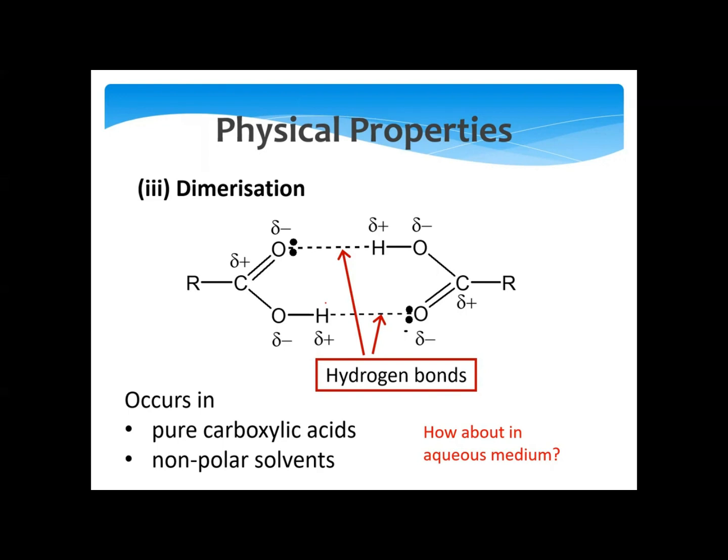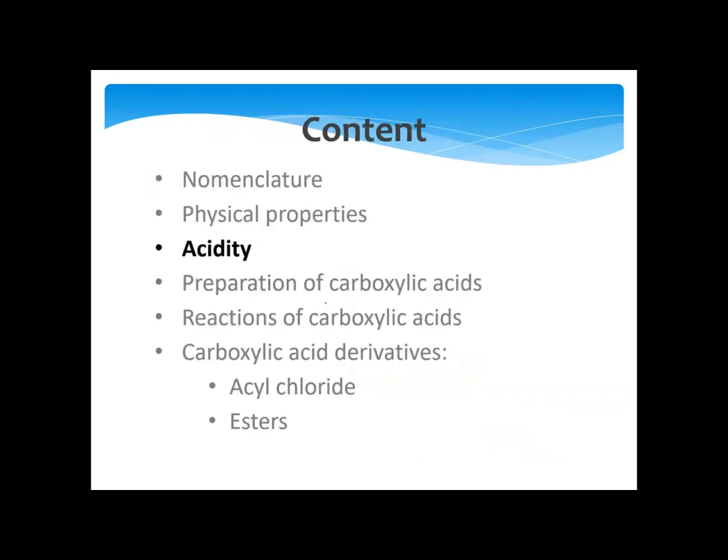Okay, so dimerization, when two carboxylic acid molecules form hydrogen bonds with each other, they form a dimer. As you can see, so far we have just been doing more or less a recap on previous concepts. The next part, acidity, will be something new, and it is also an important part of this chapter. So please pay very careful attention to what we're going to go through.